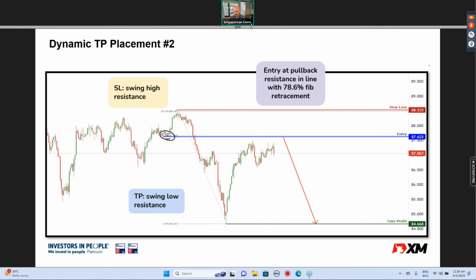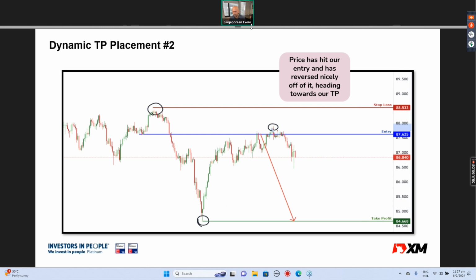Right, now this is a TP placement example of a dynamic TP placement. So similarly here, we have identified a sell entry based on a Fibonacci retracement at 78%. We've identified a potential short entry at 87.62. We also see there's a swing high here, so we've placed our stop loss just slightly above the swing high. And this is also a swing low here. So we've placed the TP at exactly 84.66. But of course, because we know this is the absolute swing low, ideally the TP should be placed slightly above. So maybe at about 85 or 84.80, for example. Let's see what the chart shows us.